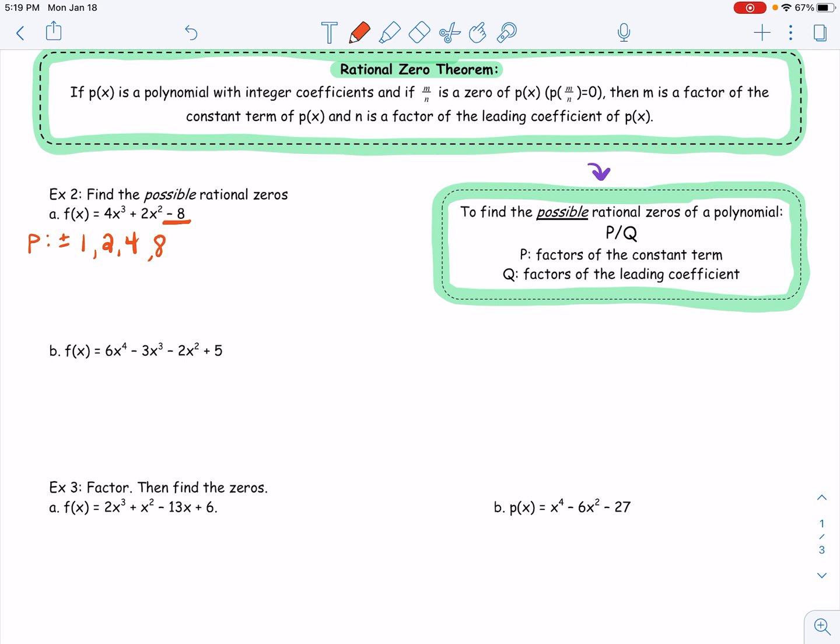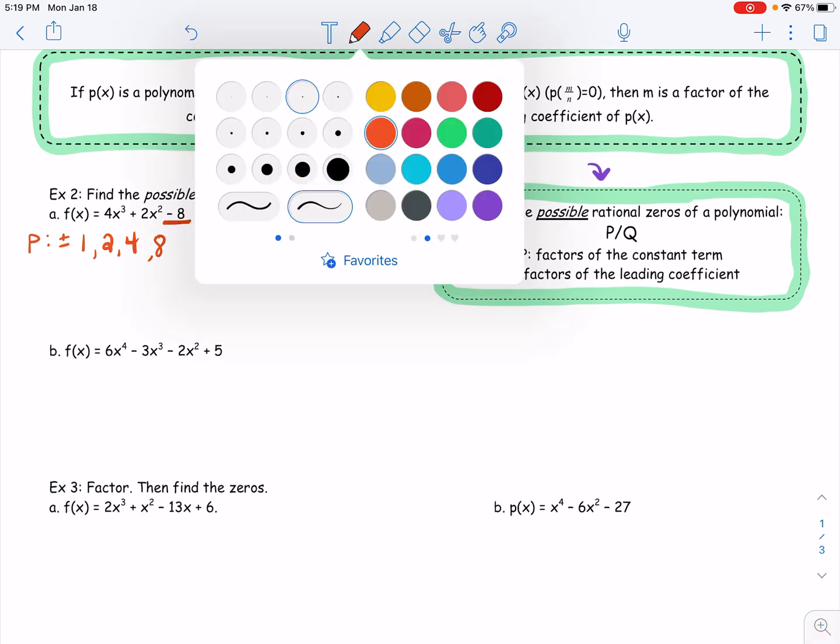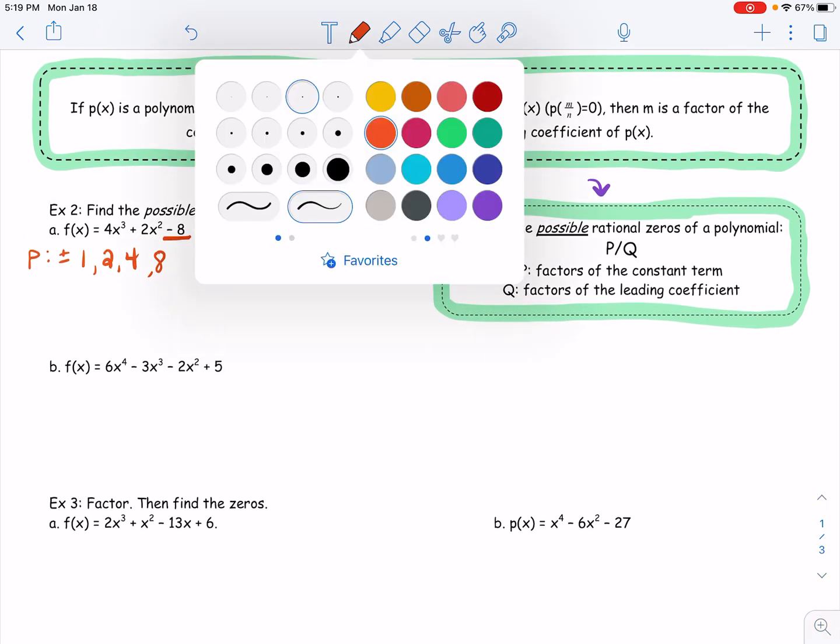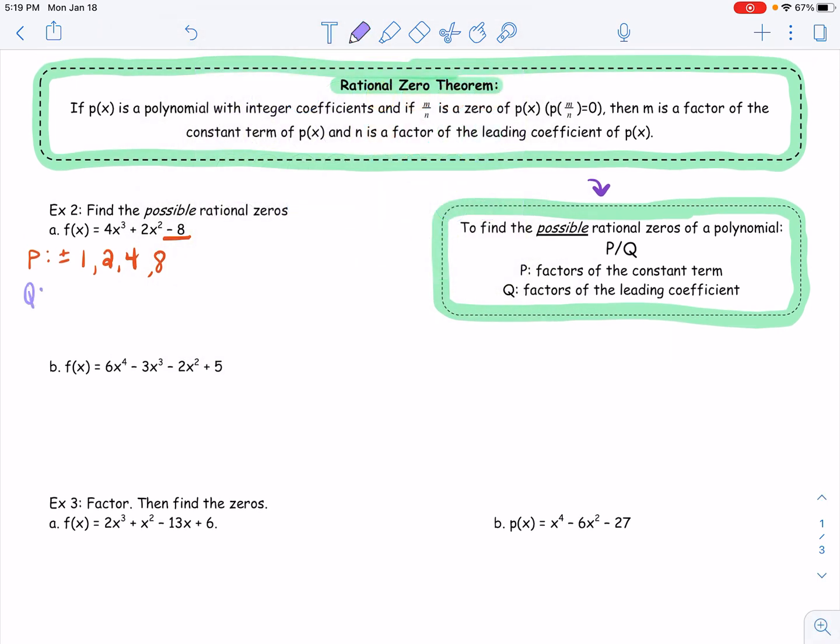Okay, so that's it for the factors of the constant term, which is -8. That's our quote-unquote P value. We also want the Q value. And Q value is the factors of your leading coefficient. Well, here's my leading coefficient, a +4. Well, that means I want a plus or minus 1, 2, or 4. So in total, I have 8 P values and I have 6 Q values.